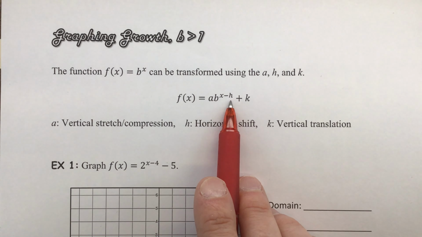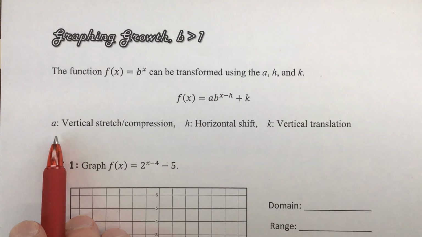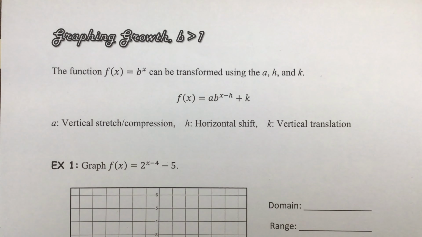Okay, the main transformations that we're going to be looking at in this video are going to include an A, an H, and a K. The A value is going to be a vertical stretch or compression. Okay, either stretches the graph up or compresses it down. The way that we're going to approach that is to relate any point to that horizontal asymptote that we have.